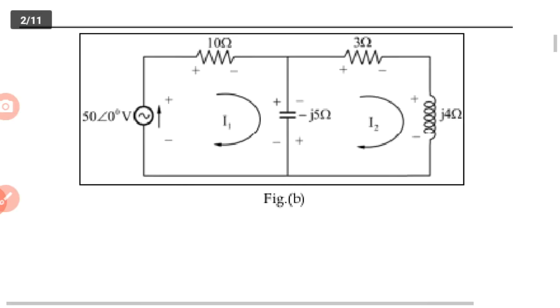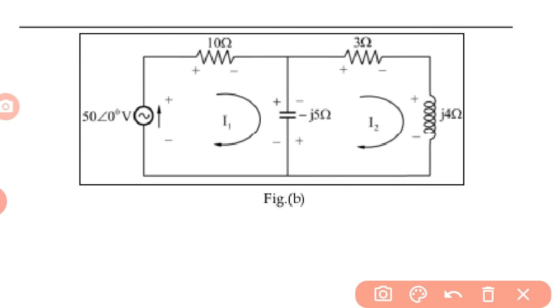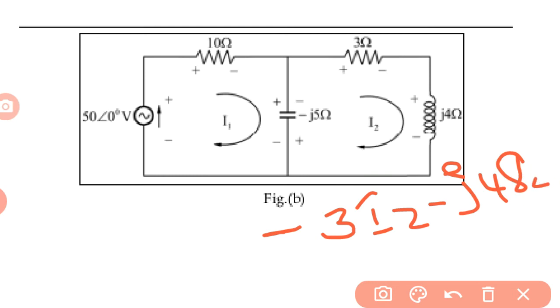Again in this loop case also, the current direction is clockwise. Here first the 3 ohm resistor, 3 into I2 current is flowing. Either we consider a positive sign or a negative sign. So the negative sign, that means leaving current: minus J4 into I2, plus and minus leaving current is minus of minus J5 into, here is entering current I from second loop. So that's why I2 minus I1.